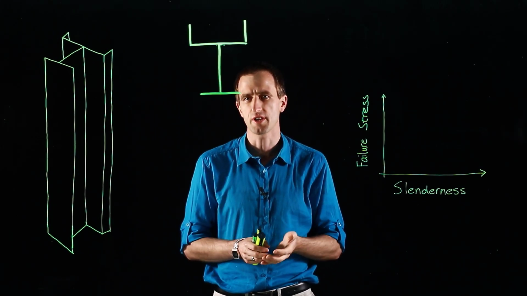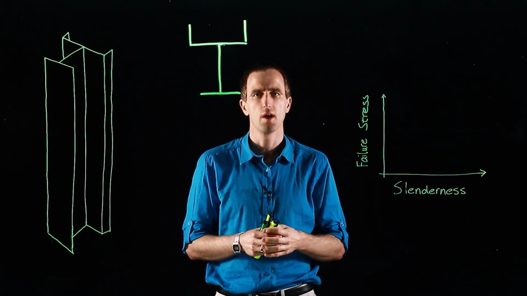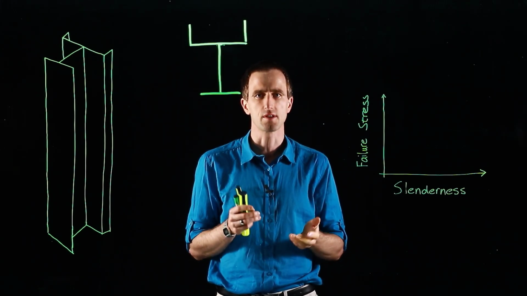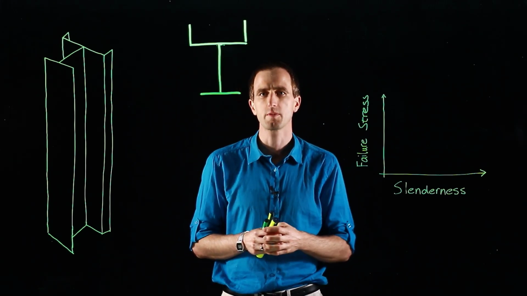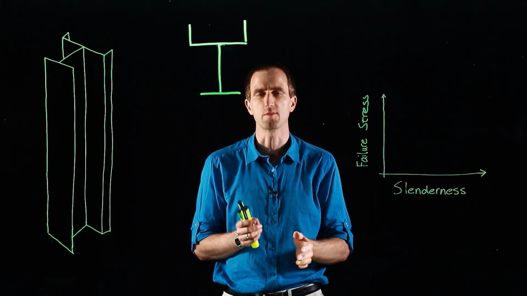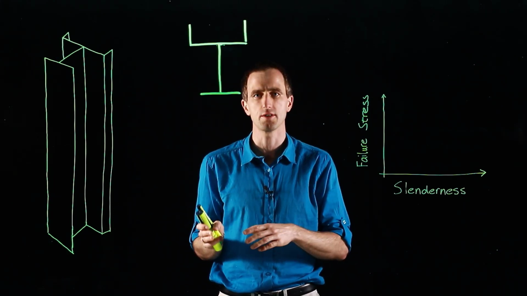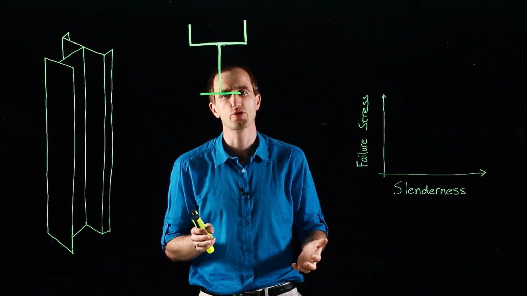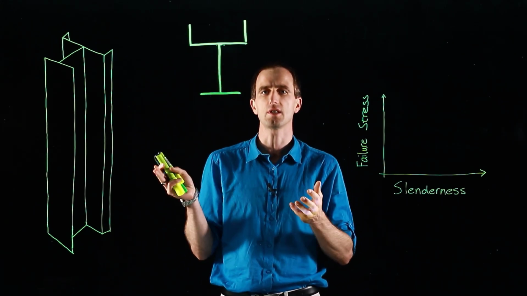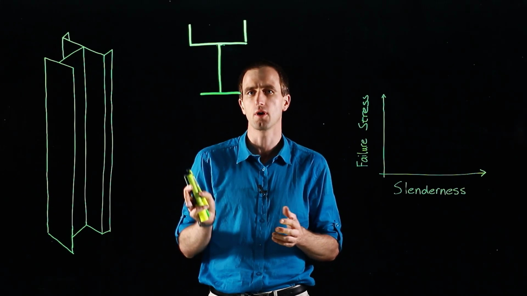Today we're going to be covering section classification, which is relatively simple, relatively straightforward. Most people don't struggle with the calculations, but I find a lot of students struggle with understanding the concepts, why they're doing it, and then how to apply it. So we're going to talk through an example today and see how to apply this both to columns and to beams.